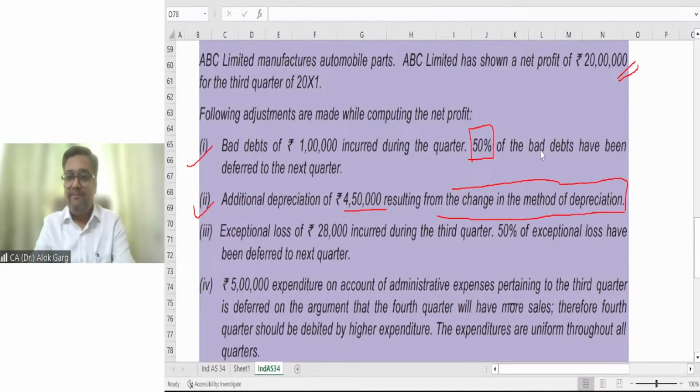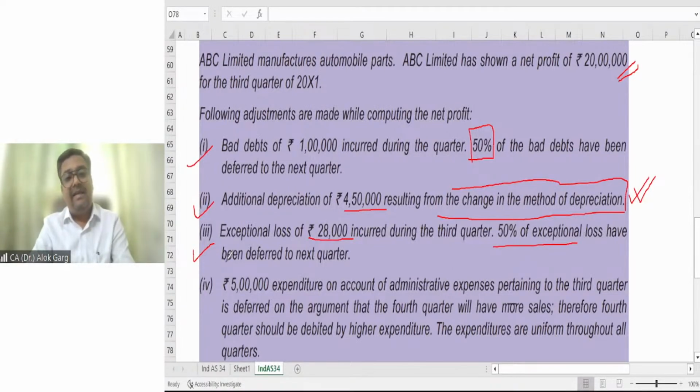So friends, in this case, the company has additional depreciation of rupees 4 lakh 50,000 resulting from the change in the method of depreciation. That is right. This is a change in estimate and it has to be taken in the same period in which it has been incurred. This is right.